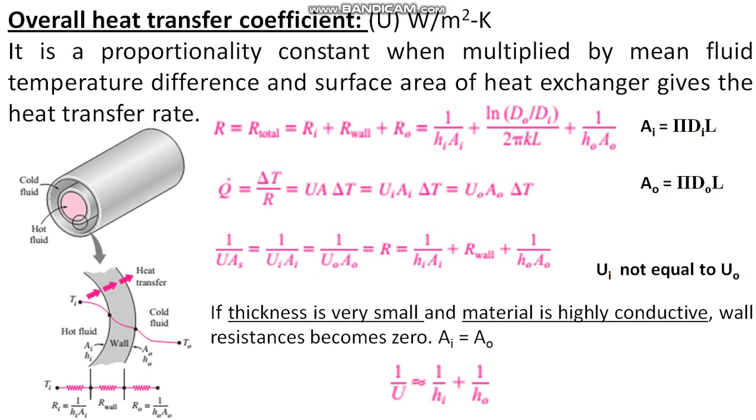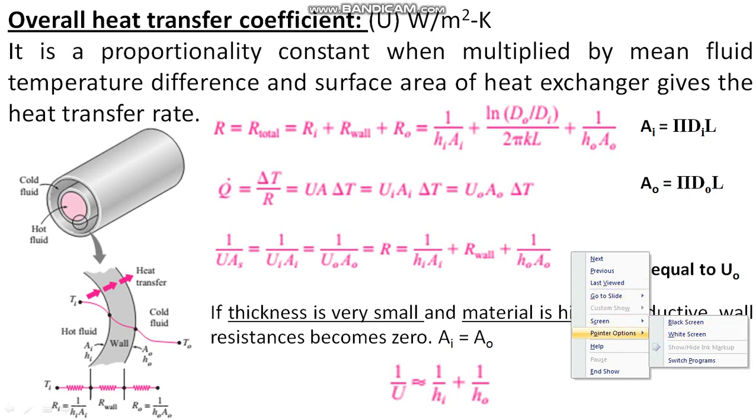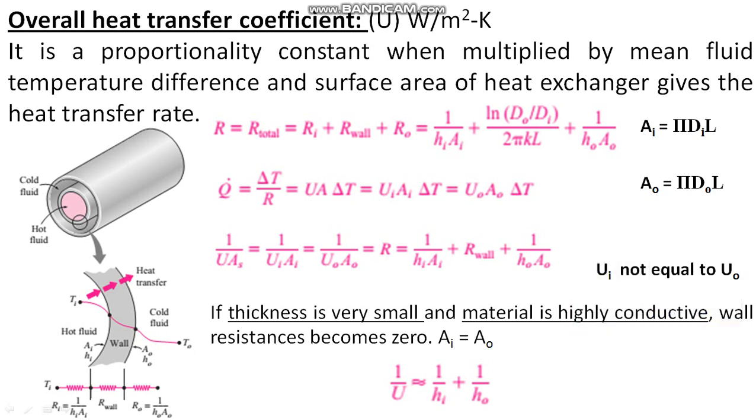And if I want you to remember the most important formula, how to find this U, I'll give you an easy way: don't worry, just put 1 by UA, which is equal to R total. This you must remember. So 1 by U is equal to R total. This is just adding all the resistances in these pipes.